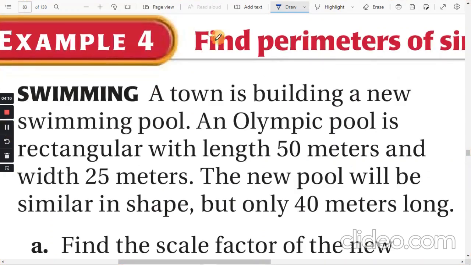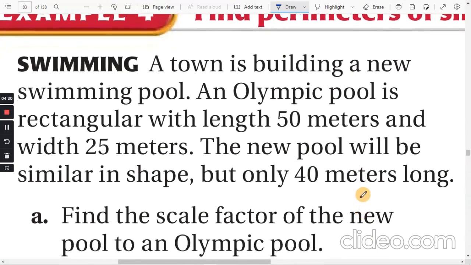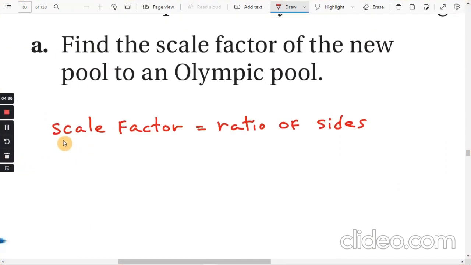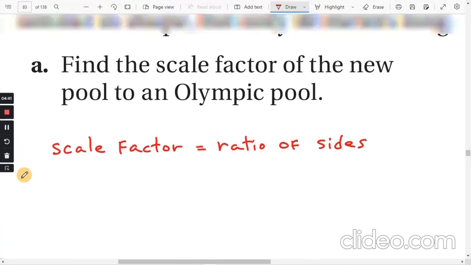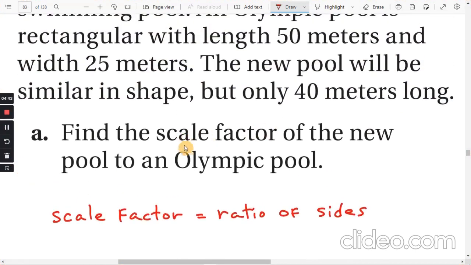Okay, example 4, a town is building a new swimming pool. An Olympic pool is rectangular with length 50 and width 25. The new pool will be similar, but only 40 meters long. Find the scale factor of the new pool to an Olympic pool. Okay, remember we said the scale factor equals the ratio of the sides. So let's start with that. We want the scale factor of the new pool to an Olympic pool.